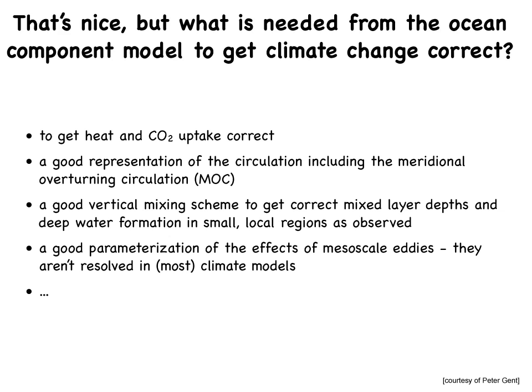First of all, you really need to get the heat and the CO2 uptake right. That's very important to your climate projections. You need to have a pretty good representation of the ocean circulation, and in particular, what we call the meridional overturning circulation, which is the vertical circulation of the ocean, the sinking at the poles and the rising. The reason this is so important is because it stores heat and carbon dioxide in the deep ocean, and the details of this overturning circulation tell you how long it's going to get stored before it comes back up to the surface. So that's important for your long-term climate projections as well.